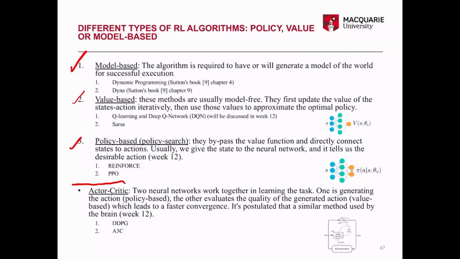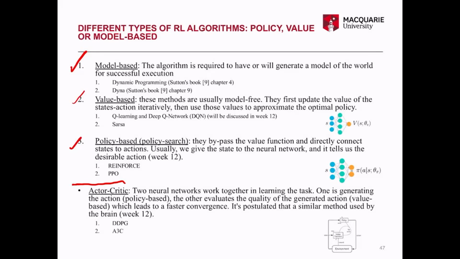In model-based, the algorithm is required to have or will generate a model of the world for successful execution. It's like the way we learn things, right? When you explore an environment, you create a mental model of that thing. And sometimes you can use that mental model to relive that experience. This is pretty much like in model-based algorithms. They're not that popular and not that successful, but the notion is that your agent tries to create a model of the world and use that for its retrospective training.